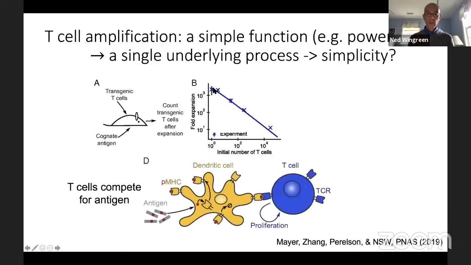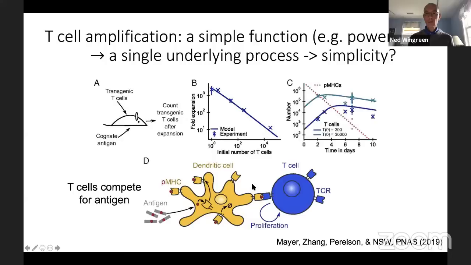And so this observation of a power law led us to think about what kind of underlying simplicity could be there. And we came to the conclusion that we could understand this in terms of a competition for antigen, that there are many T cells, antigen is being presented in some finite amount by these antigen presenting cells. And the T cells are basically fighting with each other to see if they can bind to this antigen and then be stimulated. And this simple picture gave us some simple model, in which case we were able to see that there's a general way of getting power laws out of this.